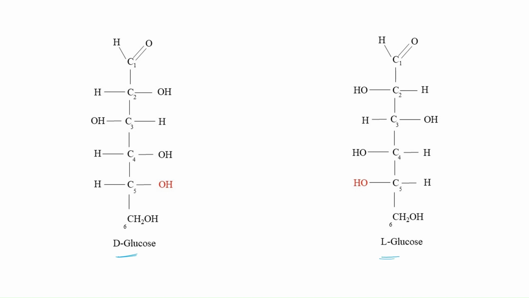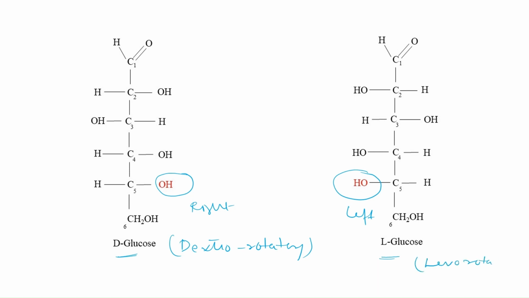Now pause the video and see the difference between D and L-glucose. So what is the difference? The positioning of OH around carbon number 5. The D-glucose and L-glucose differ only in the positioning of the OH around carbon number 5. If the OH is present on the right hand side, we call it D-glucose. The full form is dextrorotatory. If the OH group is present on the left hand side, then we call it L-glucose or levorotatory. Clear? Rest all is same.